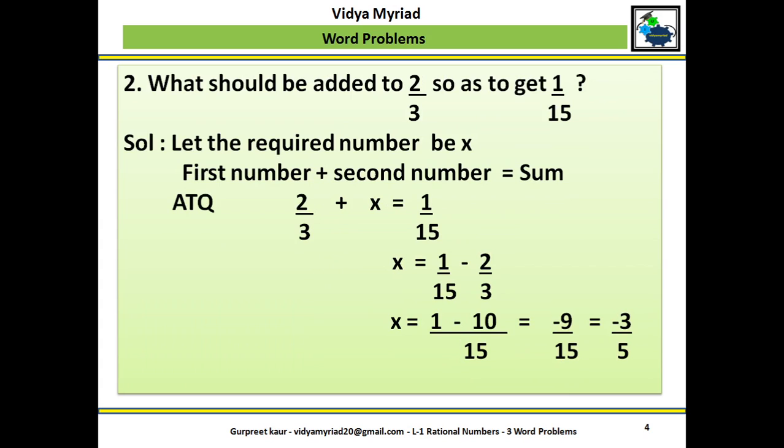Second example: what should be added to 2 upon 3 so as to get 1 upon 15? Now again this question is of addition. One number is given to you as 2 upon 3, and what should I add to this, that I don't know, so I will assume it. Let the required number be x. So 2 upon 3 plus x is equal to 1 upon 15, which is given as my answer. That is, when I add two numbers, I should get 1 upon 15 as my answer.